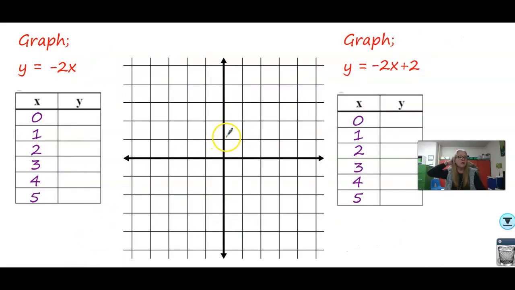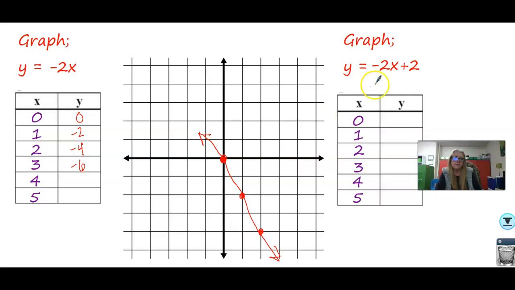Now, I have these two here because I quickly want to graph them the old-fashioned way and show you what's going to happen. How are these two equations different from each other? Well, the only difference is this one has a plus 2 for a y-intercept, and this one doesn't have a y-intercept. So what would this one look like? You're going to multiply each of these numbers by negative 2. 0 times negative 2 is 0. 1 times negative 2 is negative 2. 2 times negative 2 is negative 4. 3 times negative 2 is negative 6. We can stop there. This one will start here at 0, 0, and then we have 1, negative 2, and then we have 2, negative 4.